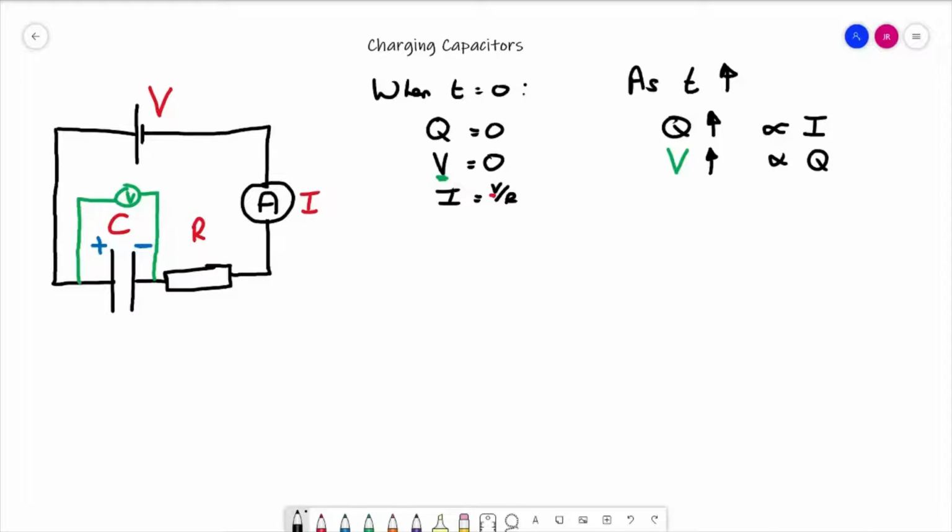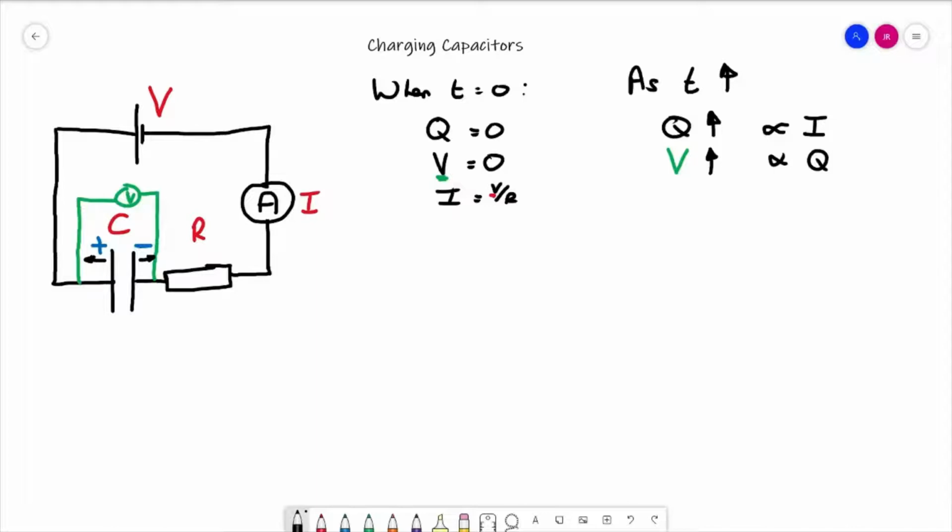Now, for the current that's flowing through the circuit, we do need to look at this slightly differently. As the capacitor gains charge, we know that it has a potential difference across it. But what you can see is that the positive end of the capacitor is pointing towards, if that's the right phrase to use, the positive end of the supply, and so is the negative end.